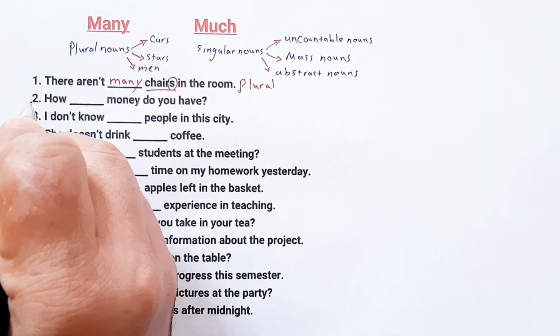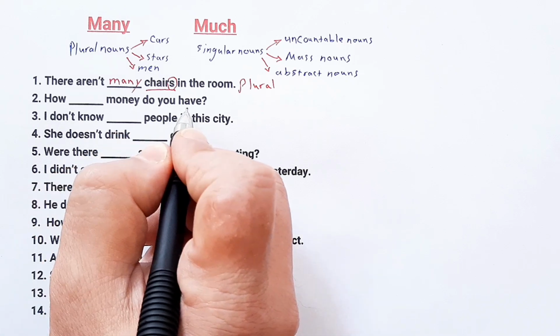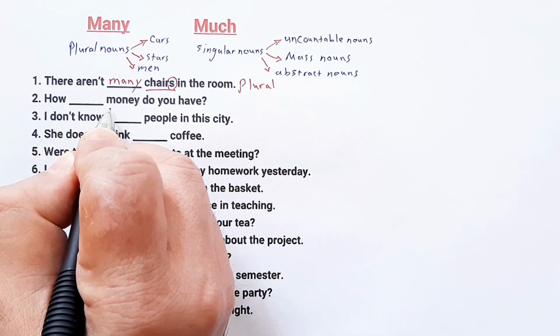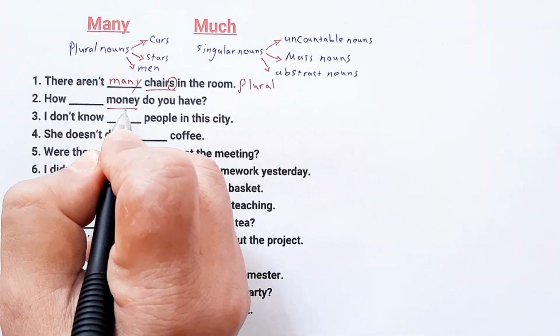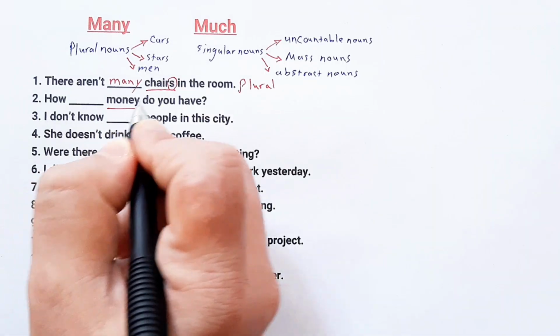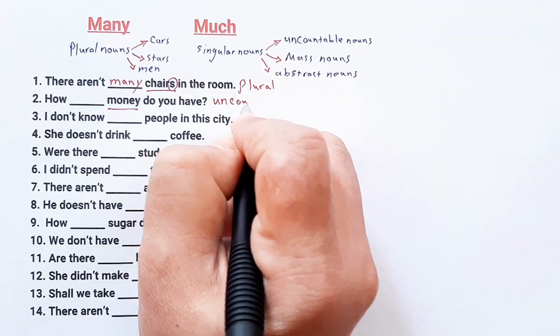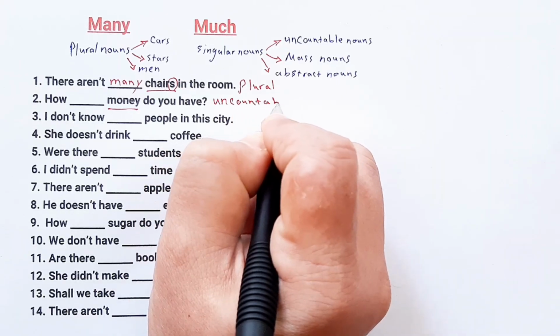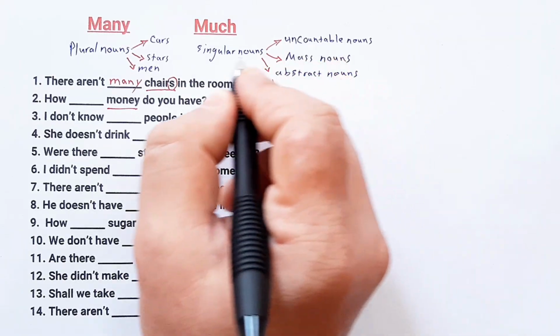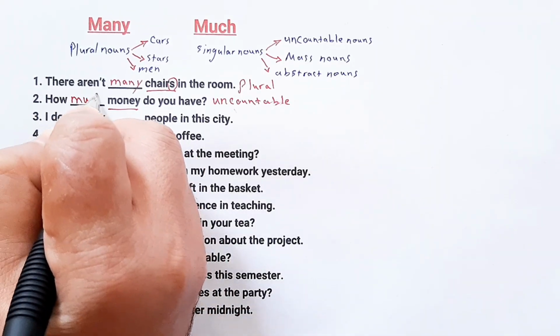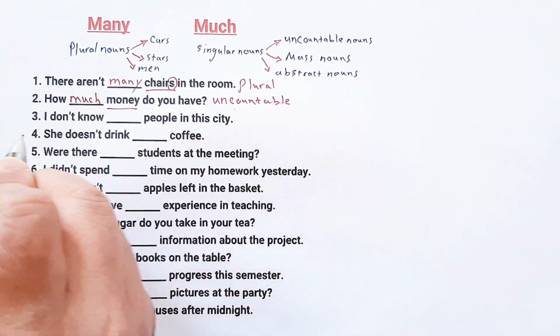Number 2, how blank money do you have? Which one do you choose, many or much? Here the keyword is money, and we know that it is an uncountable noun. For them, we use much. How much money do you have?